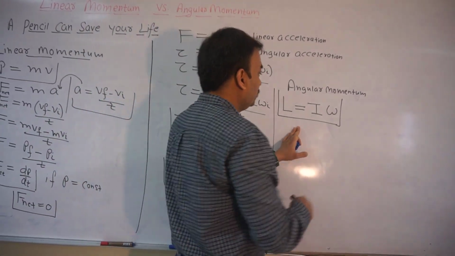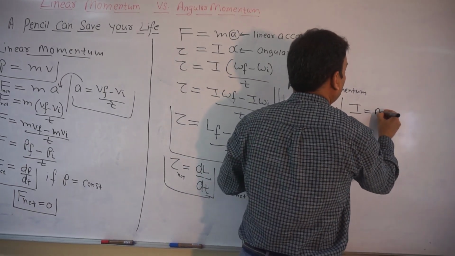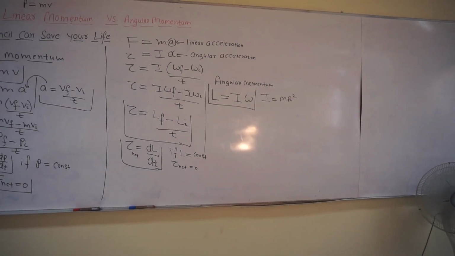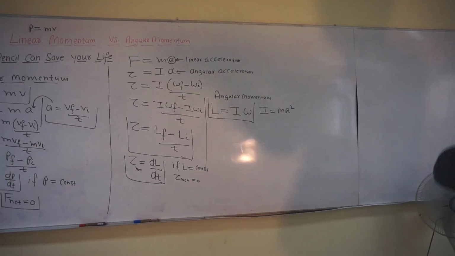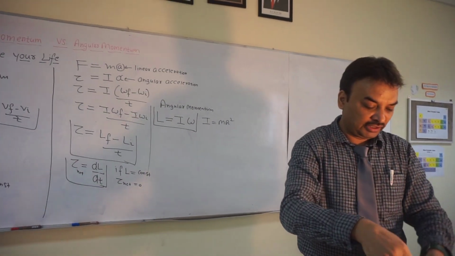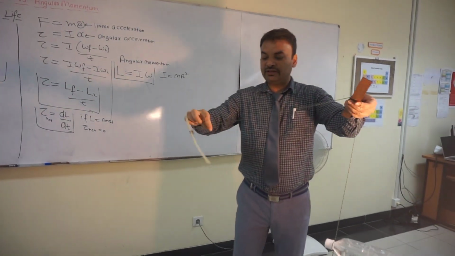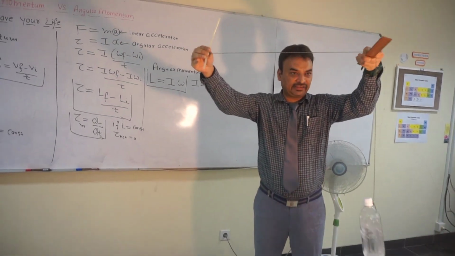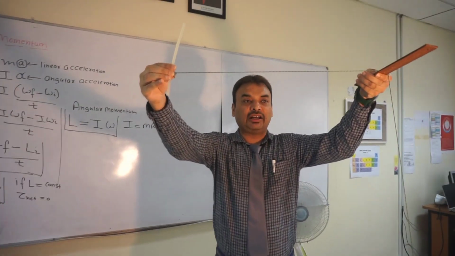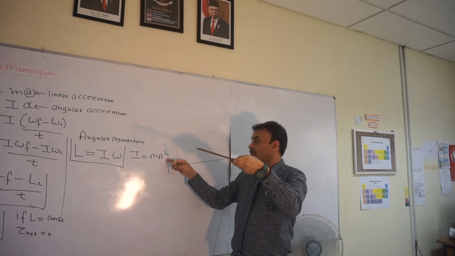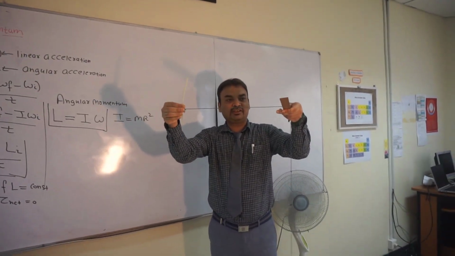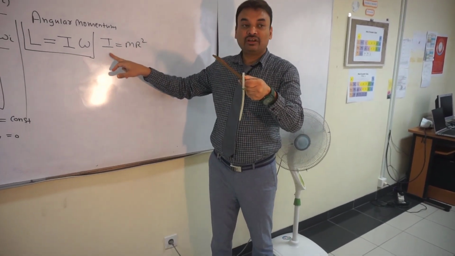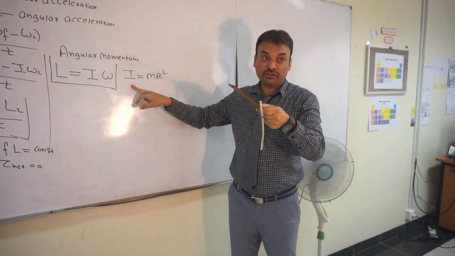Michaela, everyone, pay attention. So we know I is equal to mr square, right? So in this system, we have a pencil here, just a pencil here. Assume this is the axis, when the pencil is at a certain distance r. This is the r. So as the pencil approaches this axis of rotation, means as r is reducing, it means I is also reducing, the moment of inertia is also reducing.